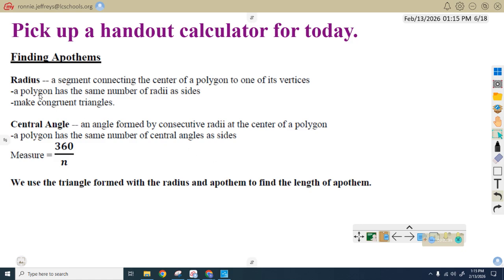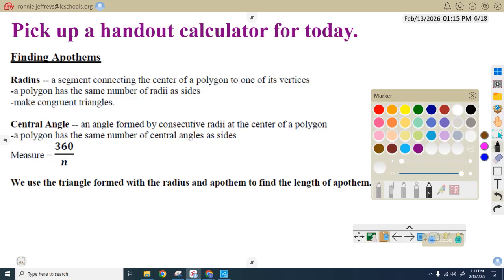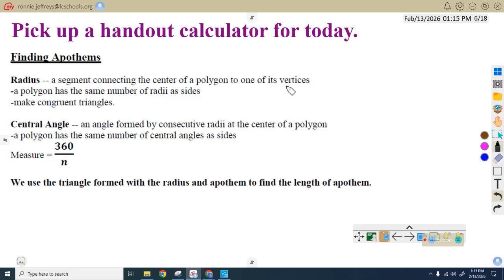Okay, so a radius is a segment connecting the center of the polygon to one of its vertices, okay? Now, yes, we're going to have some weird verbiage, but we'll go from there. All right, so a polygon has the same number of radii as sides. Radii is the plural of radius, okay? They all make congruent triangles.